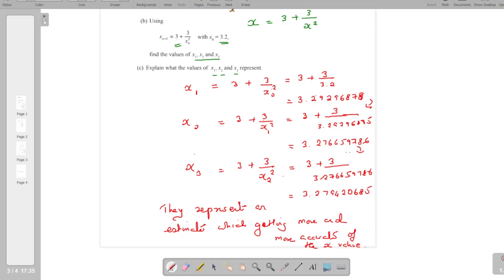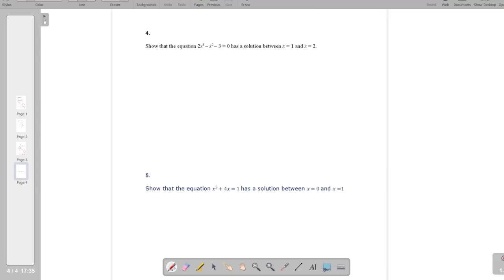Right, let's look at question 4. Show that the equation has a solution between x is equal to 1 and x is equal to 2. So what we're going to do, we're going to substitute. When x is equal to 1, we can substitute in here. 2 times 1 cubed minus 1 squared minus 3. So that becomes 2 minus 1 minus 3. So that would be minus 4 plus 2, which is minus 2.